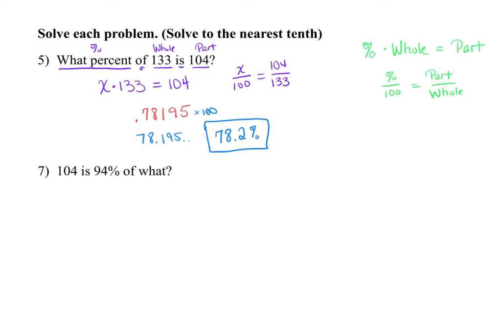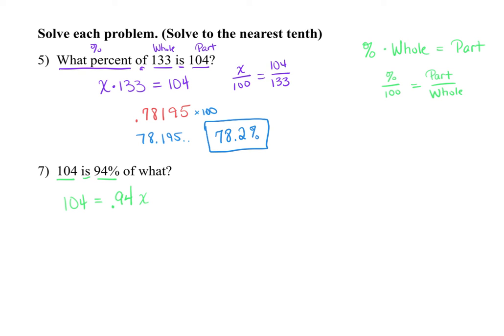So look at the next one up here, number 7. 104, that is my part. So 104 equals 94%. When they give you the percent in part of the problem, you need to go ahead and change it to a decimal if you're going to do it as an equation. So instead of 94%, I'm going to write 0.94. Of is multiplication, and what is my variable.